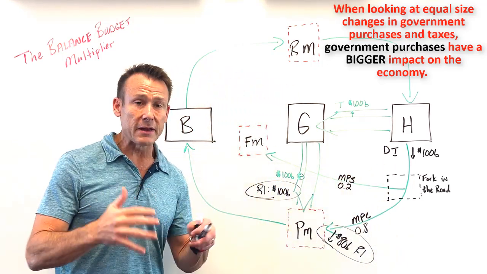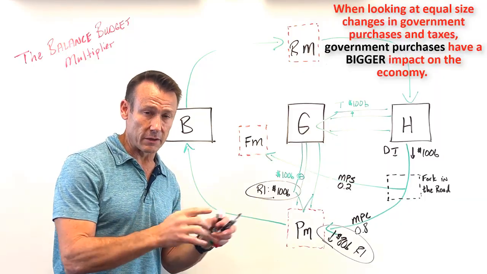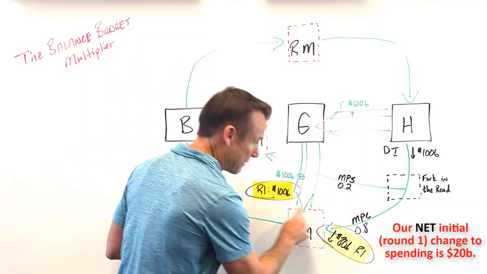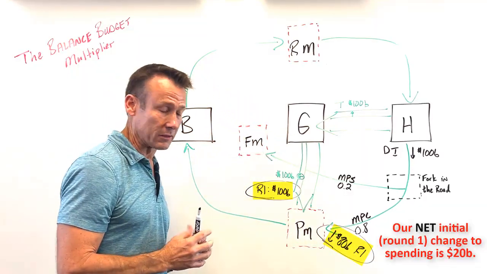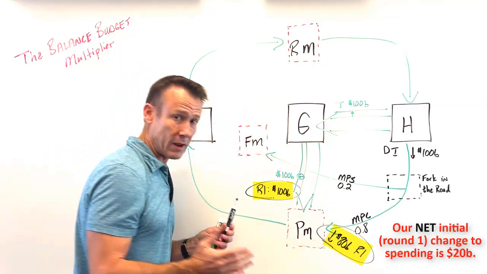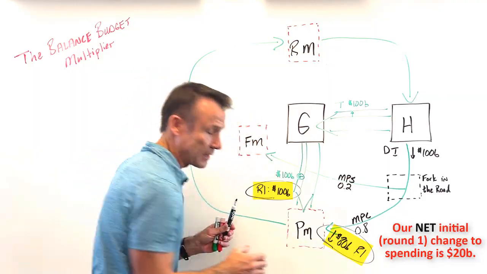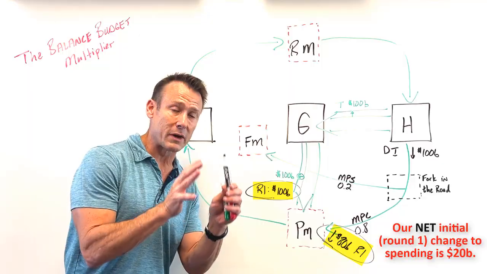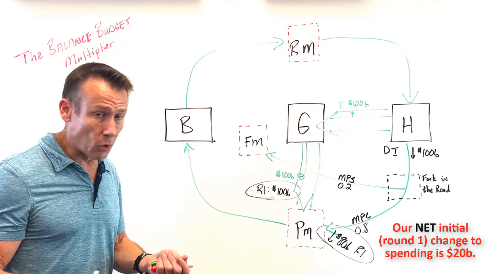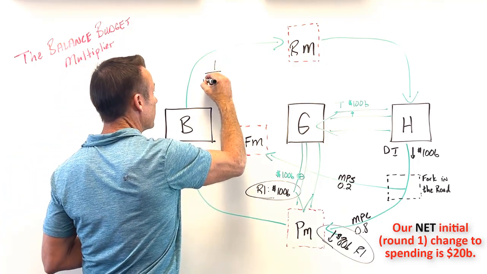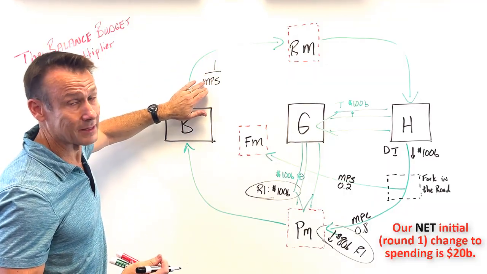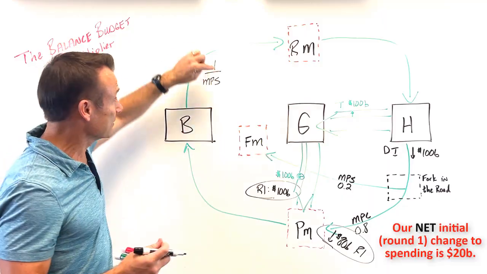Now, there are many ways to answer this question from here. The way that I might answer this question is to ask, what is my net impact to spending? Well, that's pretty easy. It's $20 billion. If I net out my two first round impacts, this one from government purchases, this one from taxes, it nets out to a positive $20 billion increase in spending. Well, our spending multiplier is 1 over the MPS. You might see it as 1 over 1 minus MPC. But again, that's the same as 1 over MPS.